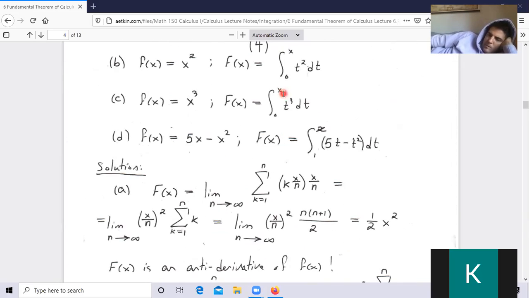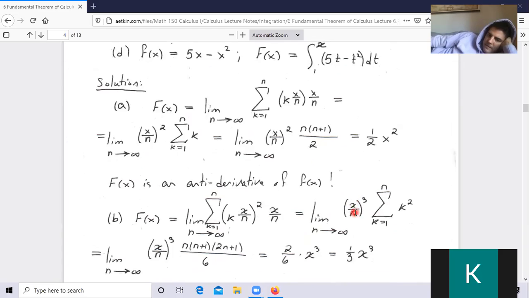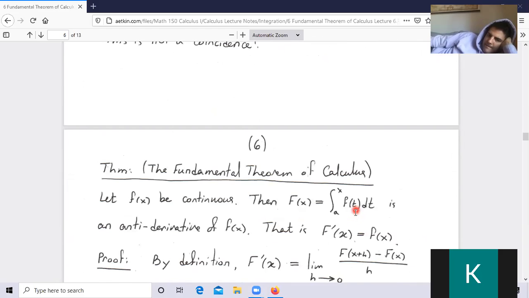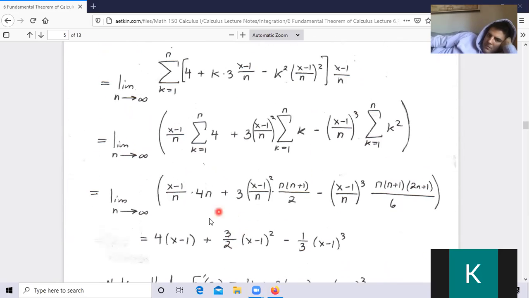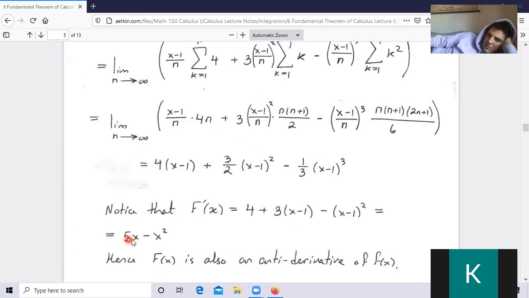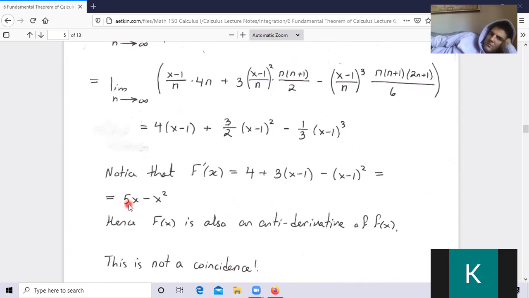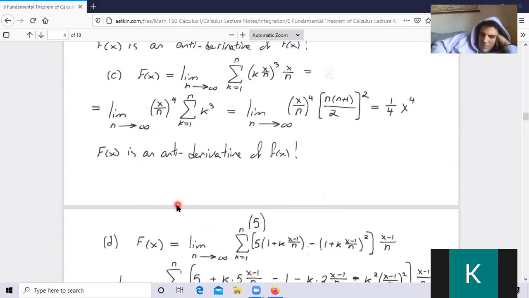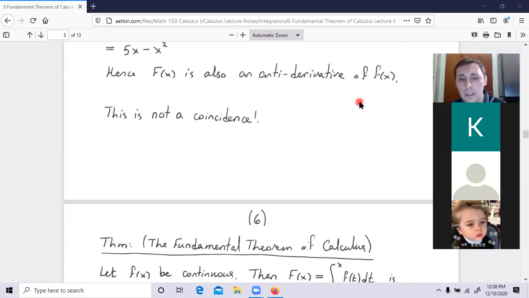And if I do it for D, look at it, D. The integral is from 1 to x, 5t minus t squared. If I do that for D, what do you think I will get? I will get this expression: 4x minus 1 plus 3 over 2 x minus 1 squared minus 1/3 x minus 1 cubed. And when I take its derivative, I see 5x minus x squared. In other words, it's also an antiderivative. This is not a coincidence. Okay? I see an antiderivative everywhere I look.